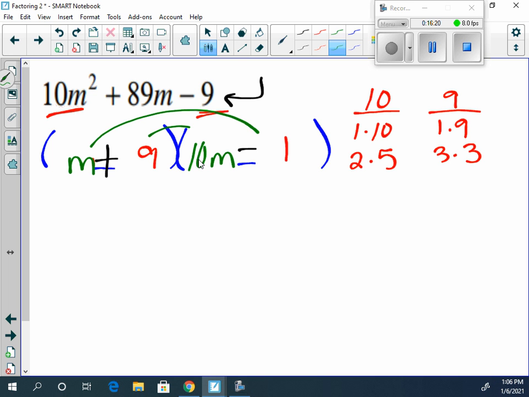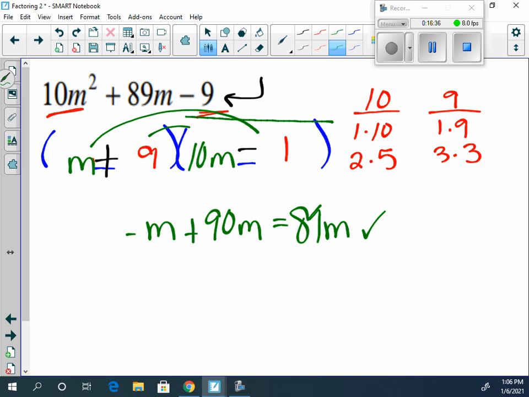m times negative 1 would be negative m. 9 times 10m would be plus 90m, which would give us 89m. Is that what we wanted? Mm-hmm. And those are our sets of factors. And that's all we have to do for this here.